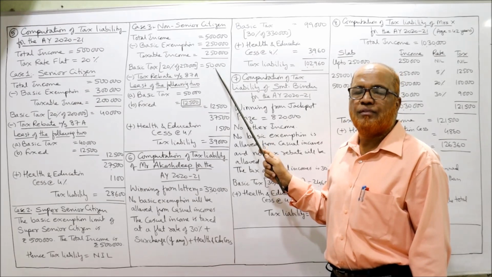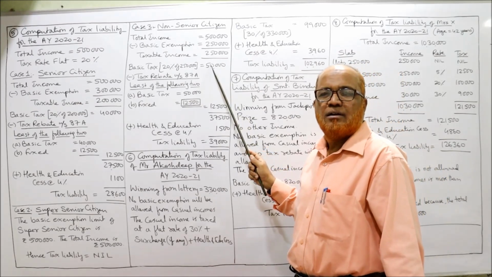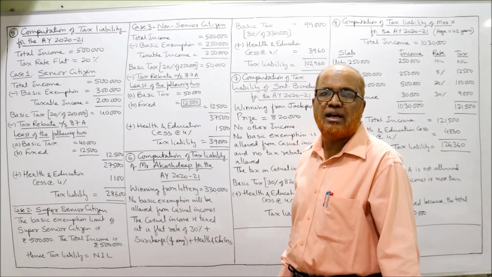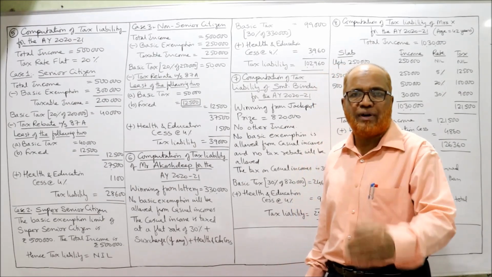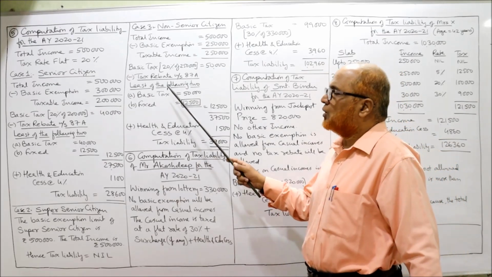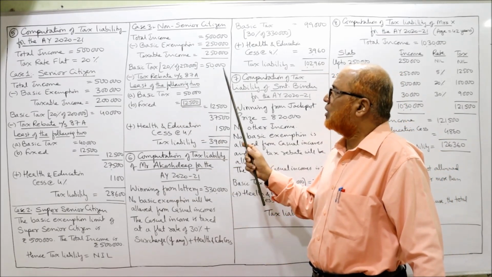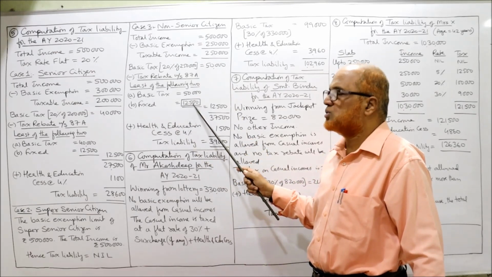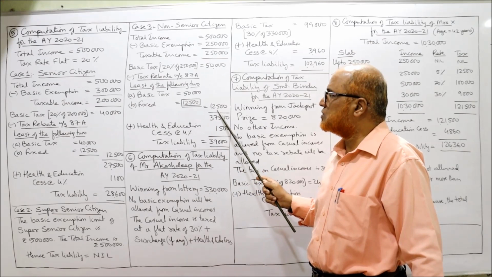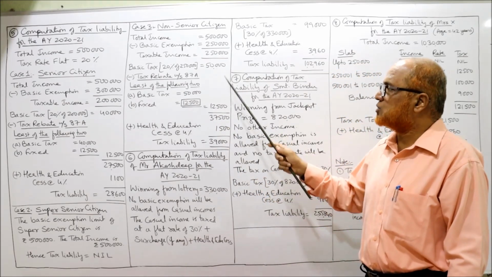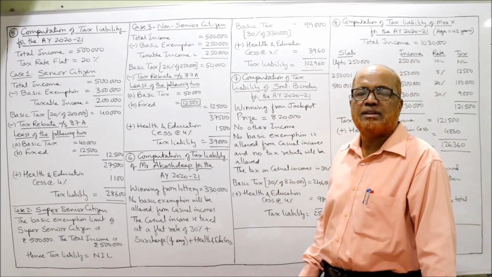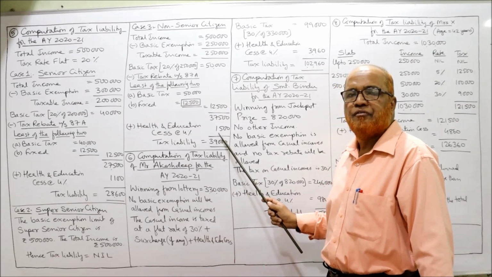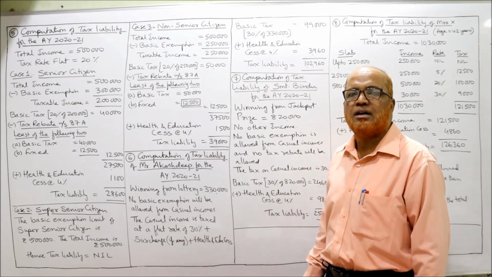It comes to 50,000. 50,000 rupees is the basic tax. From this we deduct the tax rebate under section 87A because the total income is up to 5 lakh, not more than 5 lakh. So the lesser of the following two: basic tax we got 50,000, and the fixed tax rebate is 12,500. Of these two, 12,500 is deducted. So 50,000 minus 12,500 is 37,500. To this we add health and education cess, 4%, 1,500. So the tax liability is 39,000.